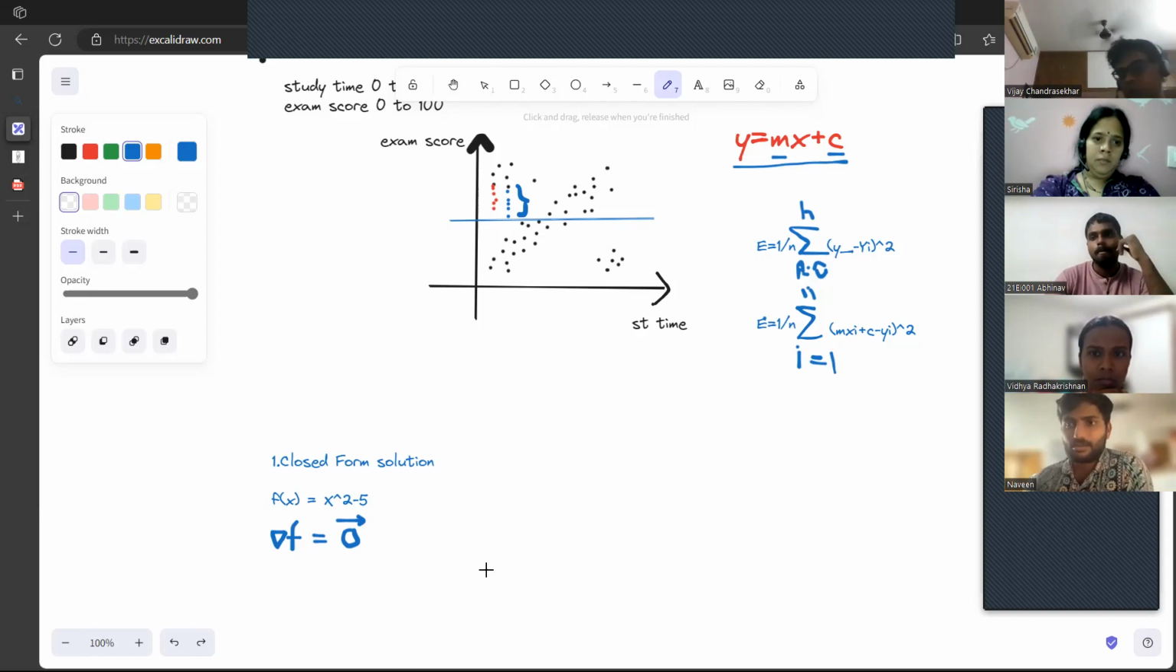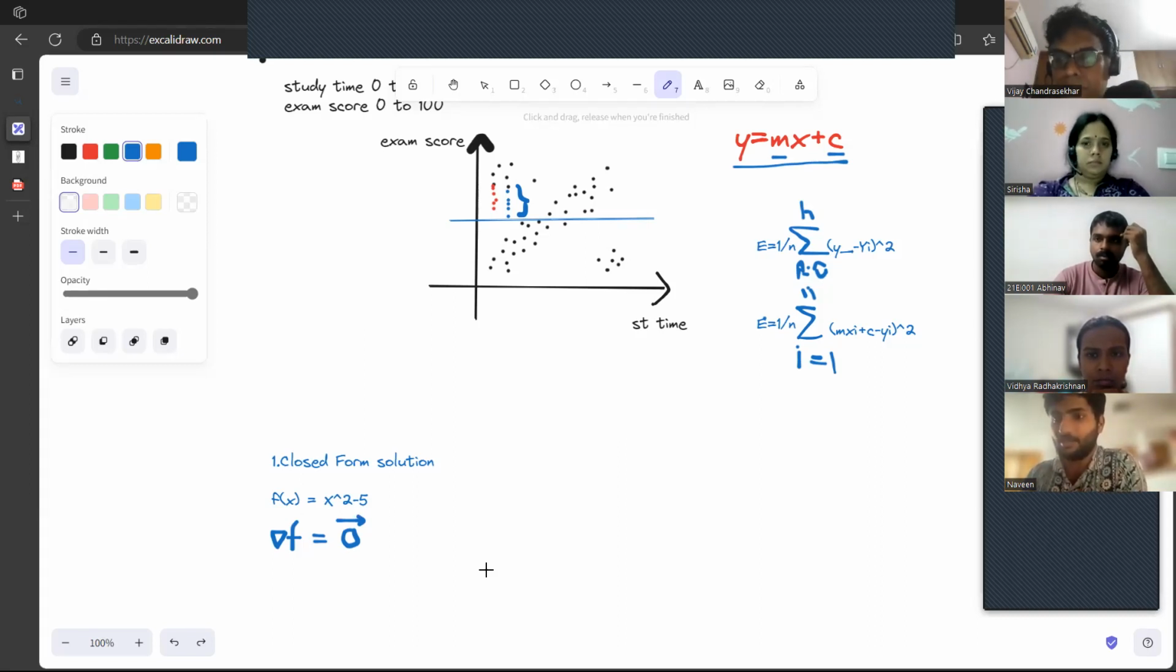Sorry, go ahead, Naveen. No, I was telling, if you can tell what the definition of a convex function is. Some people may think, if it is a convex function, what if it has a local minima? What if it has multiple local minima? I think he'll come to that. You have something to say about it, Abhinav? Yeah, what is the problem with this closed form solution? He'll come to that.